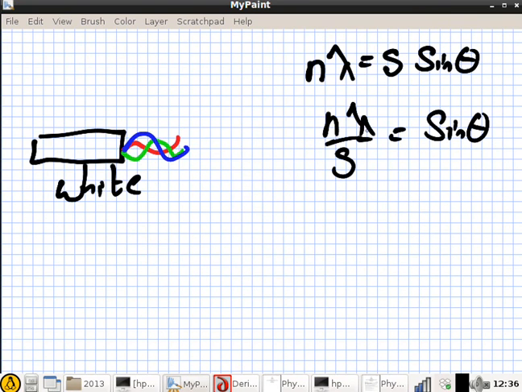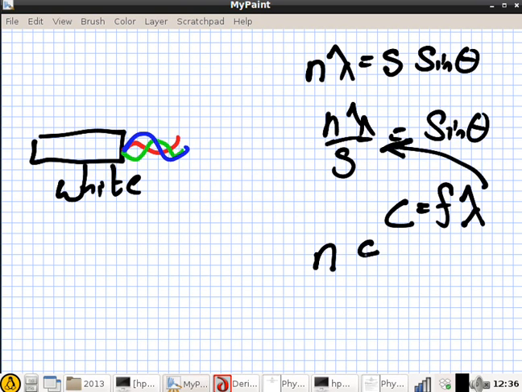Now, what's our formula for lambda if we want to change it to the frequency? We know that c equals f lambda. So if I put that into the formula, I get n c over f, over s equals sine theta. Now, which of my three colours has the biggest frequency? The red, the green, and the blue in my little picture. The blue.